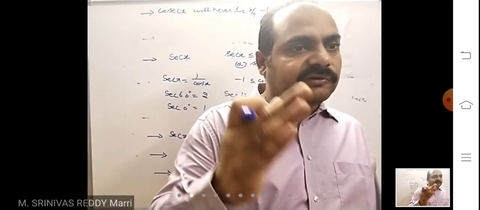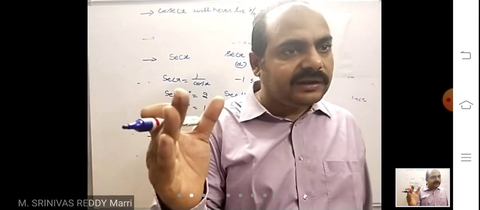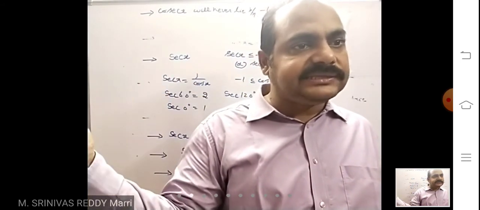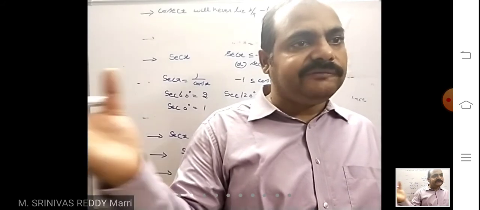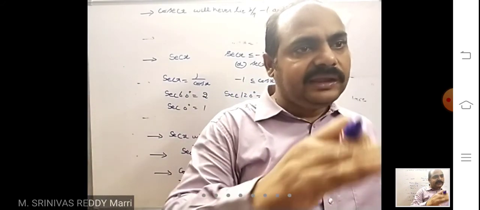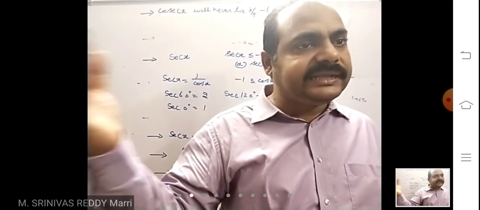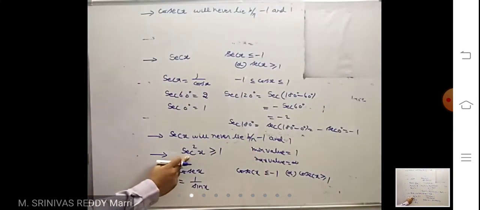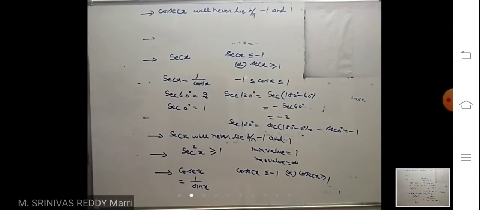Suppose secant x equal to 4 I have given. Is it possible? So definitely possible. Greater than or equal to 1, it is there. So it is possible. It will be either less than or equal to minus 1 or greater than or equal to 1. Like that, secant square x is what? Greater than or equal to 1. Secant square x is greater than or equal to 1.